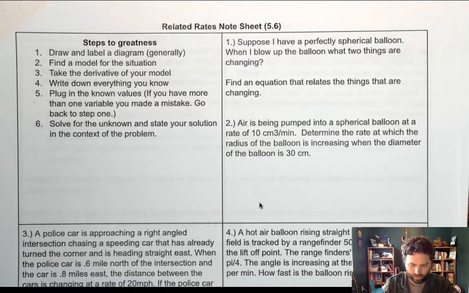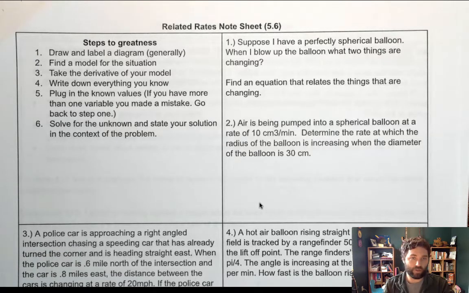for different parts of the diagram, you only want to put in values for things that are not changing. We'll talk more about that in the examples, but you want to generally keep it as general as you can. Step two, find a model for the situation. That's a mathematical model that usually relates all of the parts of the diagram. Step three, take the derivative. Write down everything you know, and I'll show you what that means in a second.